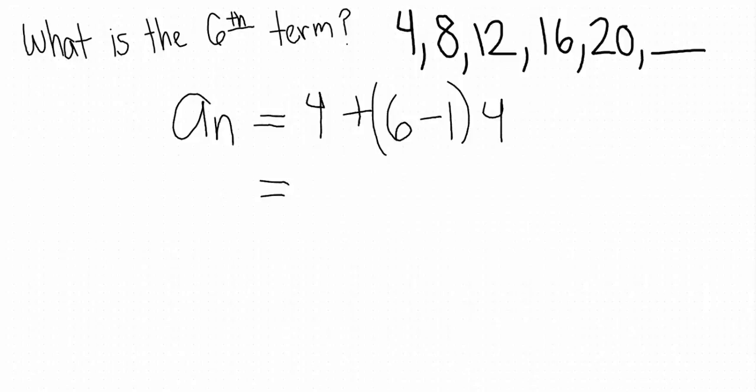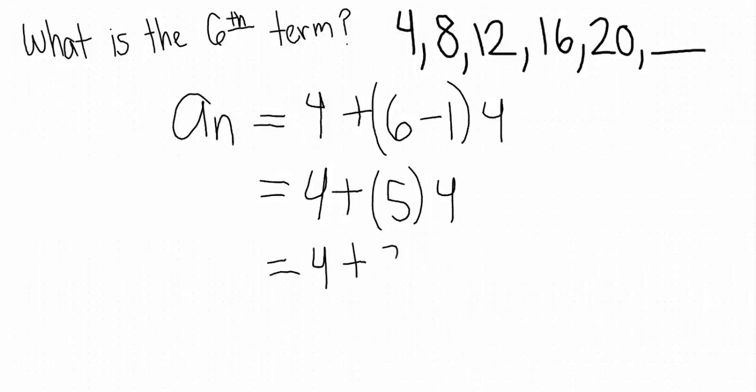6 minus 1 equals 5. 5 times 4 equals 20. 20 plus 4 is 24. The sixth term is 24.